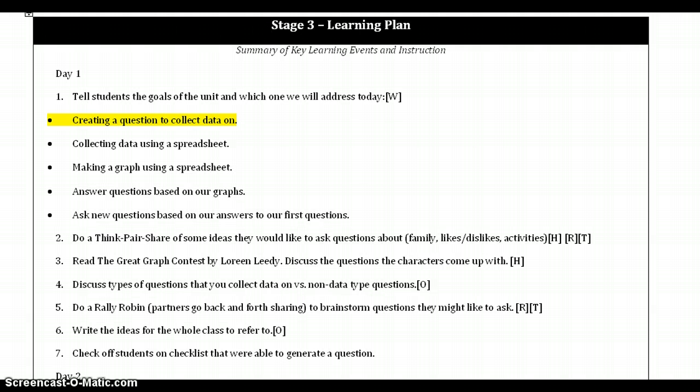So on to stage 3, the learning plan. I have approximately 3 days for this unit, but that probably will be stretched out a lot longer than that, given that I will be having lots of patience with kindergartners. So the first thing we'll do is establish the goals. I usually will post those on the board so that I can refer back to them every day that we are using this unit, and I'll be highlighting the one that we'll be addressing that day.